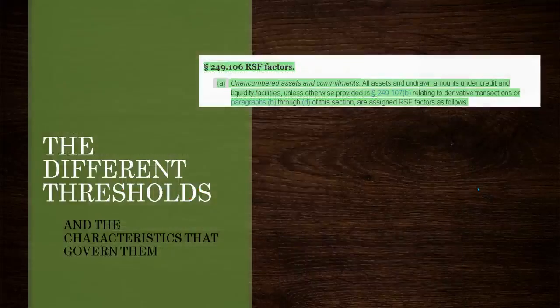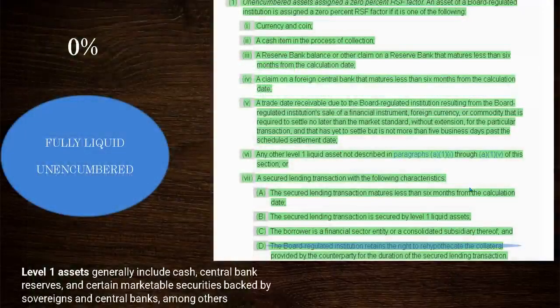So the different thresholds. What makes up a 0% RSF factor? Well, basically because it's fully liquid, anything currency and coin related, anything a cash item in the process of collection, reserve bank balance, or other claim on a reserve bank that matures less than 6 months. And it's common language that anything maturing less than 6 months will fall underneath the 50% RSF factor. It can also be a level 1 liquid asset that's not described in these first few paragraphs here, which is cash, central bank reserves, and certain marketable securities backed by sovereigns and central banks, among others.